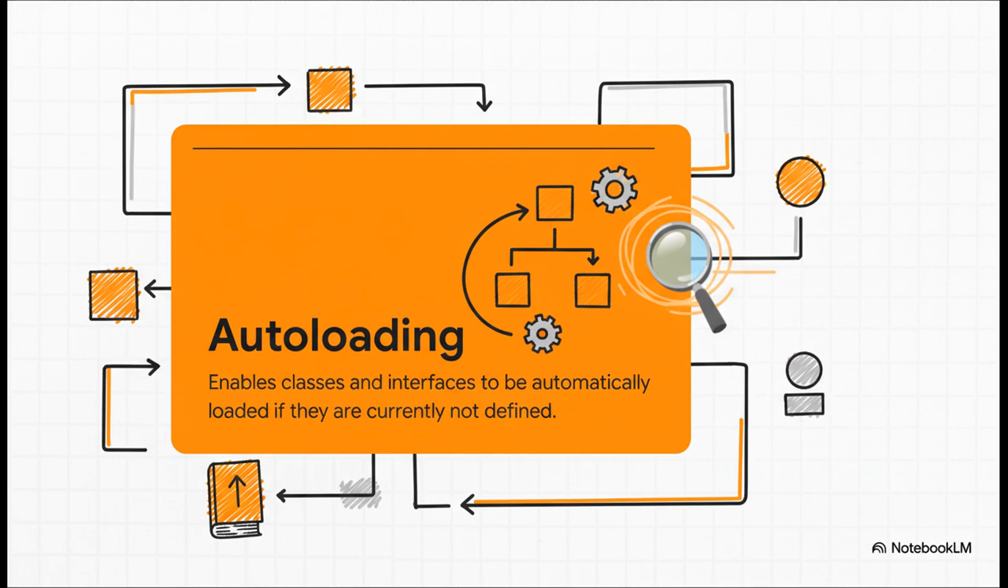It's a core PHP feature that lets you set up a rulebook for finding files. So when your code needs to use a class for the very first time, PHP just follows those rules, which usually map a class's name directly to its file path, to automatically find and load the right file, right when it's needed. No more manual includes.